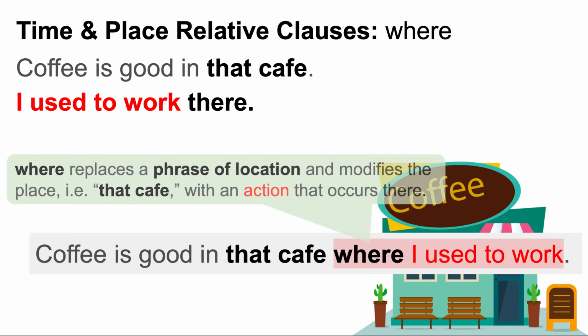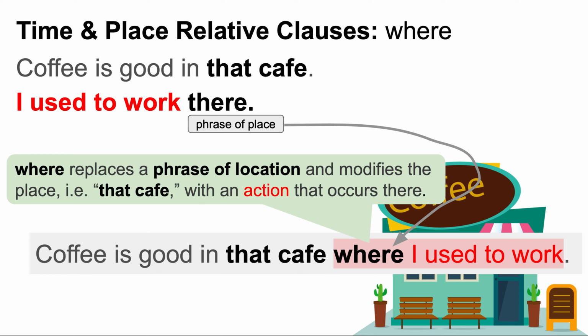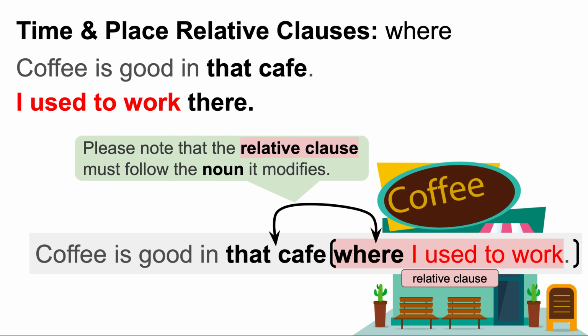As you can see, where replaces a phrase of location, that is, there, and modifies the place, that is, that cafe, with an action, that is, I used to work. And so we have the relative clause, where I used to work. Once again, please note that the relative clause, where I used to work, follows the noun, that cafe.